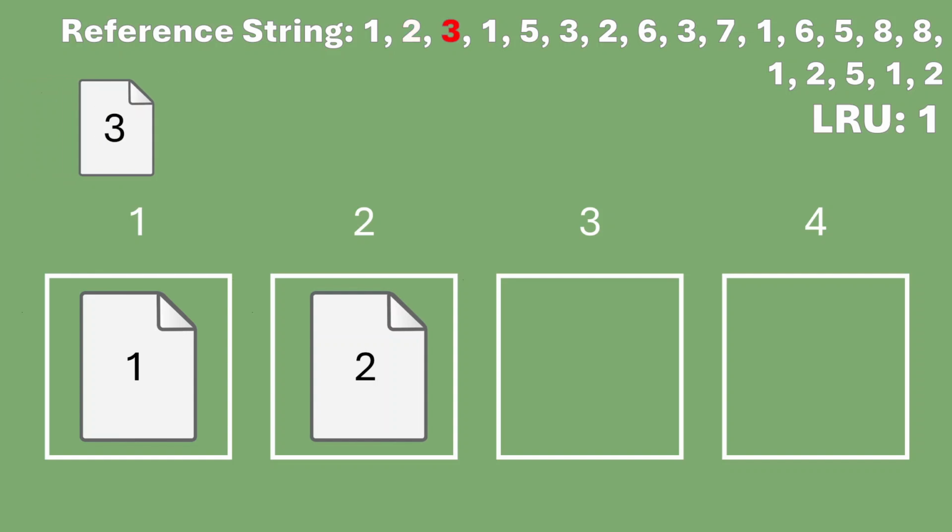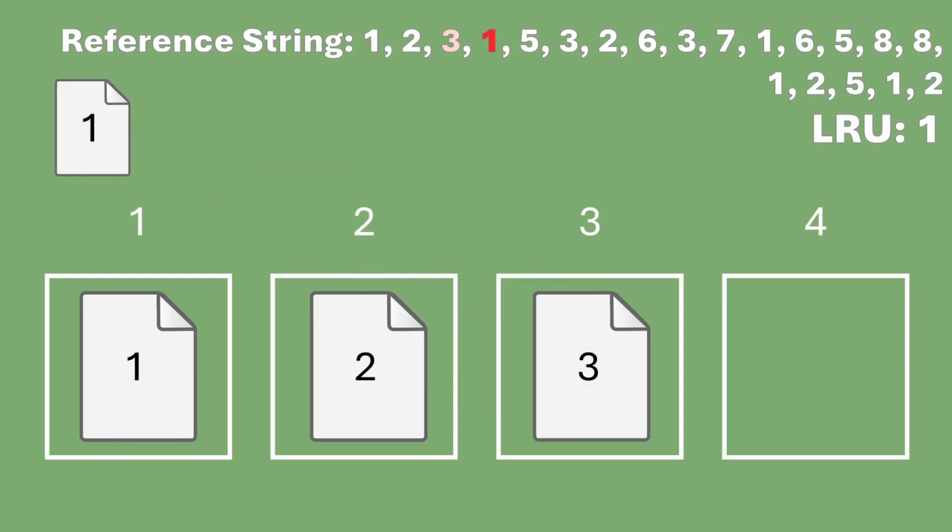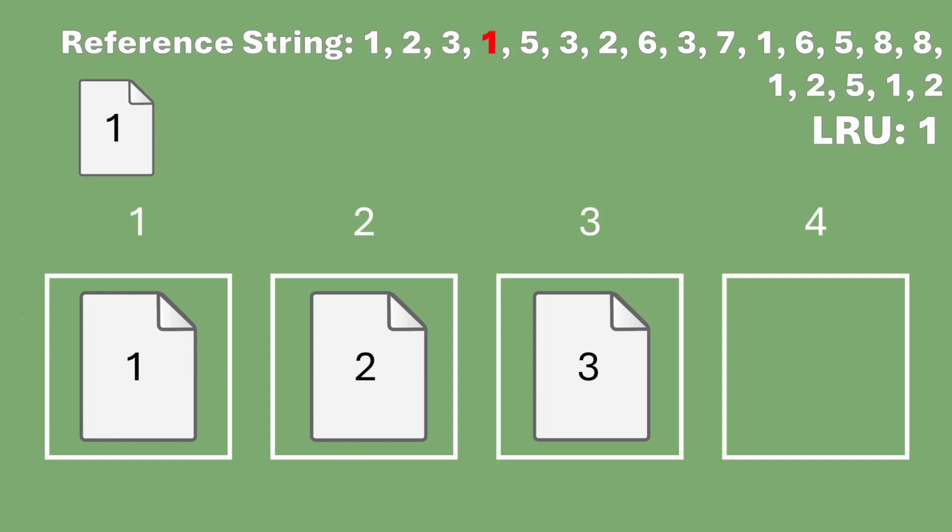The next requested page is 3. A page fault occurs as it is not within any active frames. Page 3 is inserted into frame 3. The following requested page is 1 again. A page fault does not occur as page 1 is in frame 1, so the OS can simply access it. After accessing page 1, the LRU is no longer page 1 but now 2.